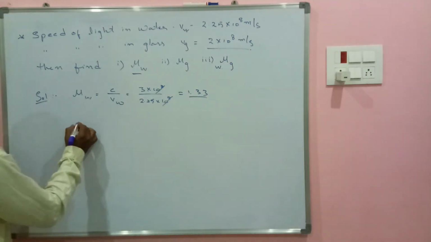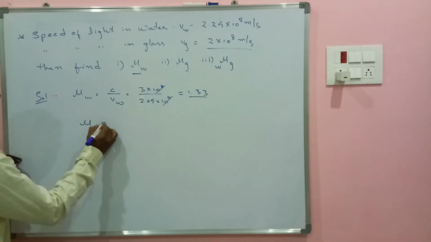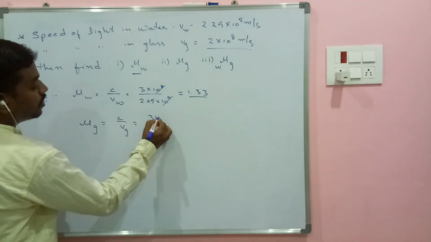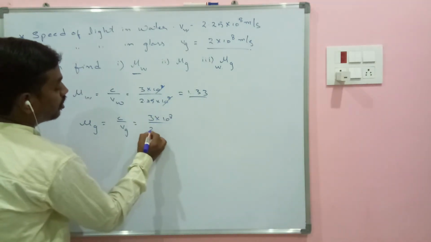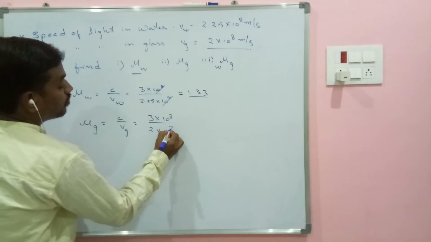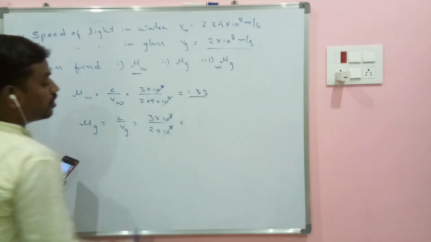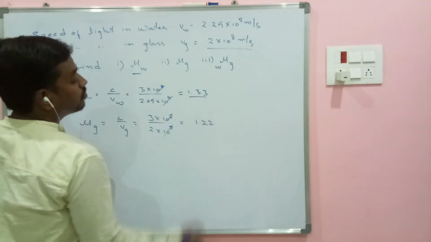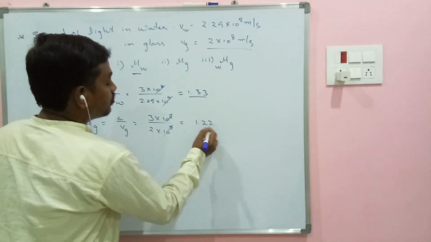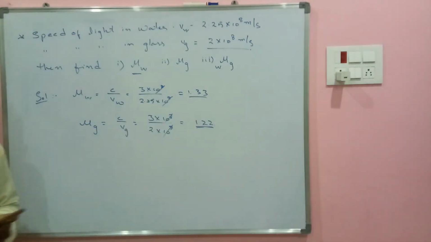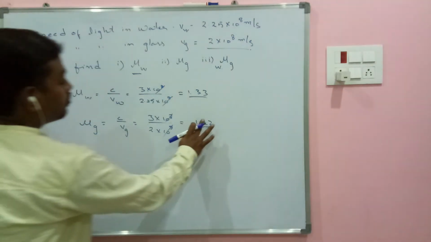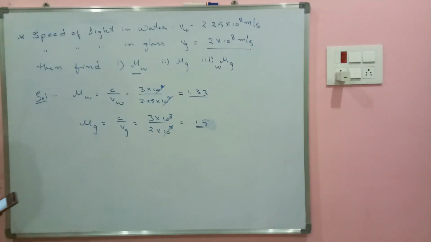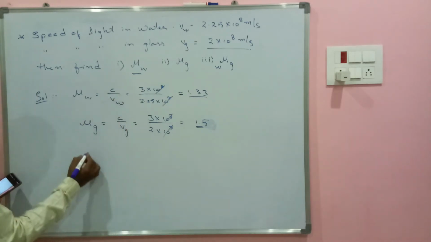Similarly, I have mu of glass. It is written as C by Vg. It is nothing but again the same 3 into 10 to the power of 8 divided by 2 into 10 to the power of 8. Again the 10 to the power of 8 is cancelled. 3 by 2 is simply 1.5. Now he is asking us to find out what is mu GW.